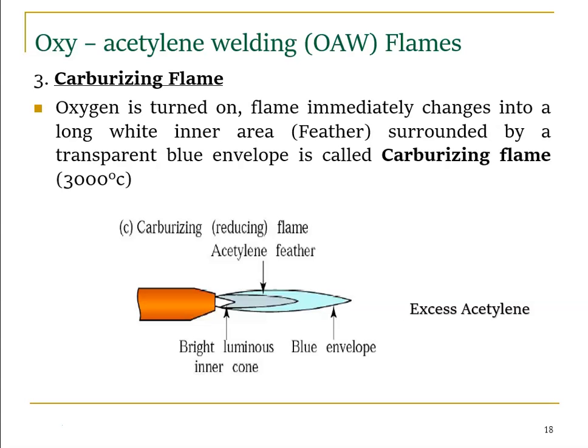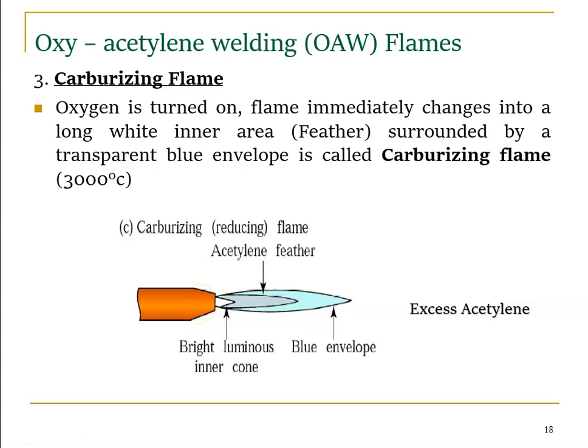This is the opposite of oxidizing, so we add more acetylene. When the oxygen is turned on, the flame immediately changes into a long white inner area surrounded by a transparent blue envelope. This is called the carburizing flame. We can get three kinds of cones: a bright inner cone, a luminous reducing carburizing cone, and then a blue envelope. So this is the carburizing flame.